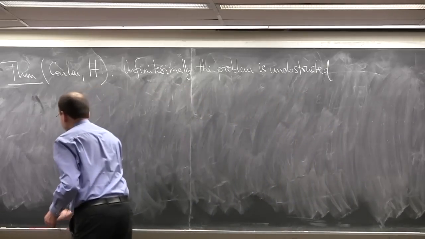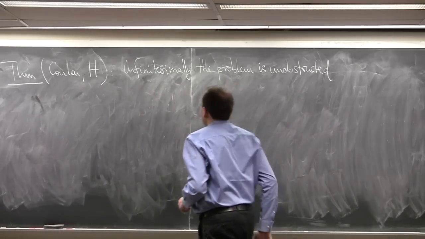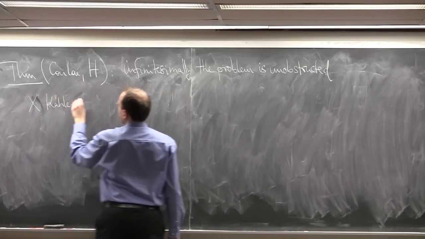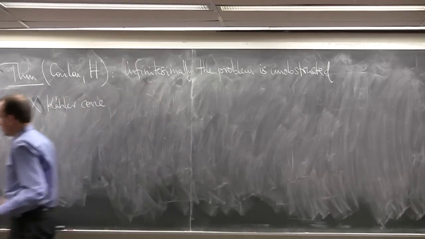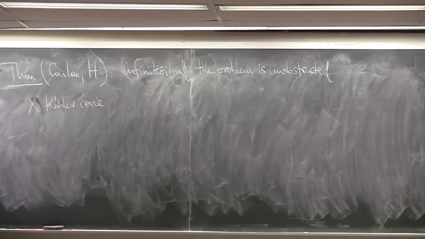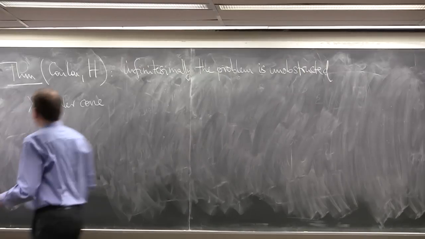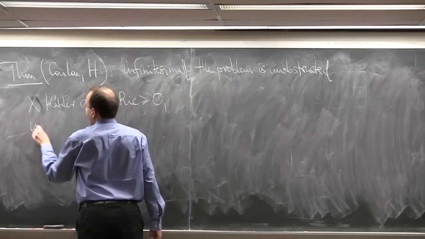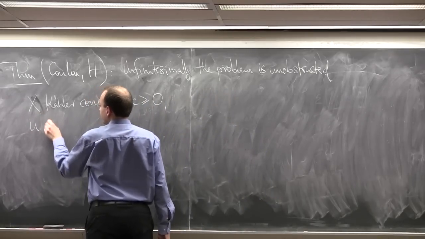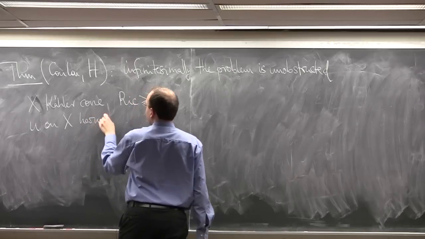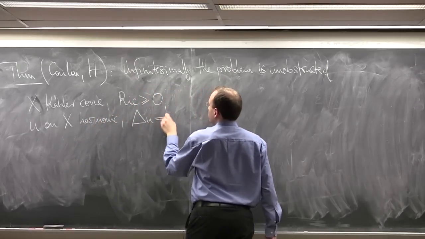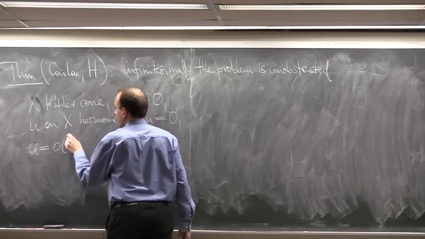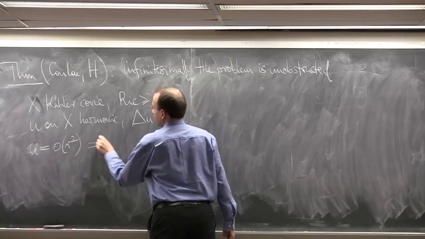Even in the linear case, the openness is a nontrivial theorem. That's a kind of gap theorem, if you want. So the statement is, if X is a Kähler cone, in a metric sense a cone with a smooth cross-section whose cone metric is Kähler, with non-negative Ricci curvature, and if you have a harmonic function u on X, so it's a linear theorem, Laplacian of u is equal to 0, and you assume it's subquadratic, so it's little o of r squared, then it actually has to be pluriharmonic.